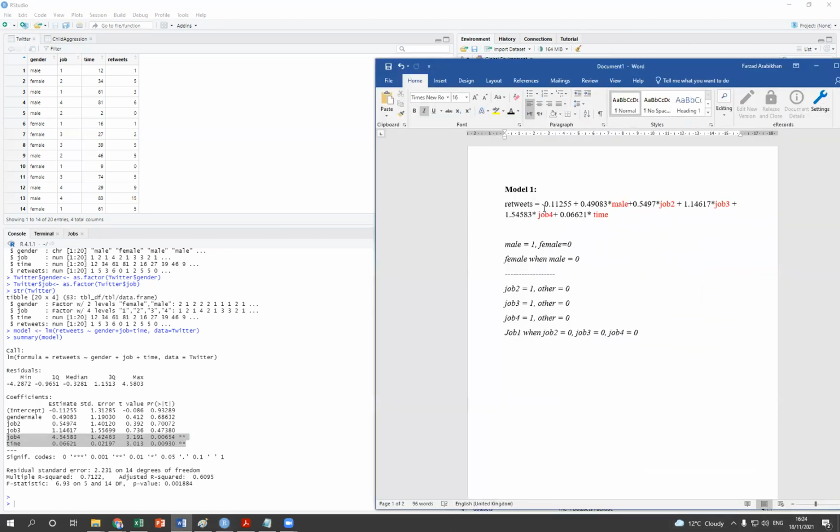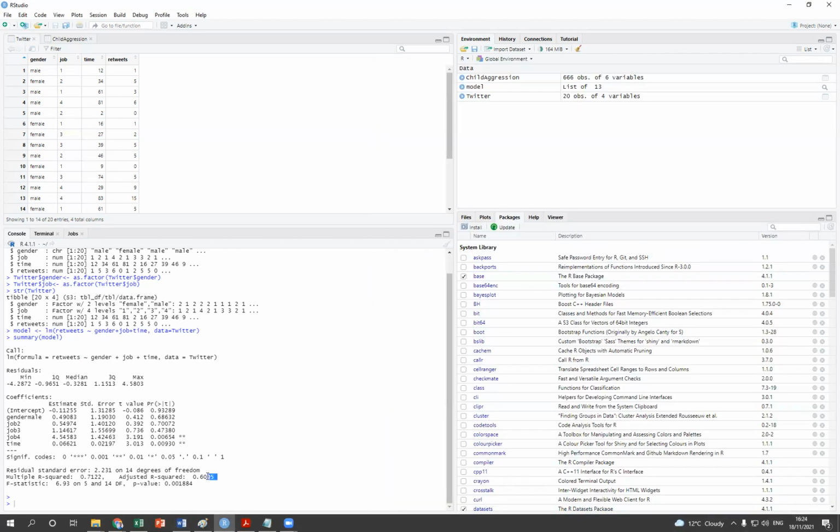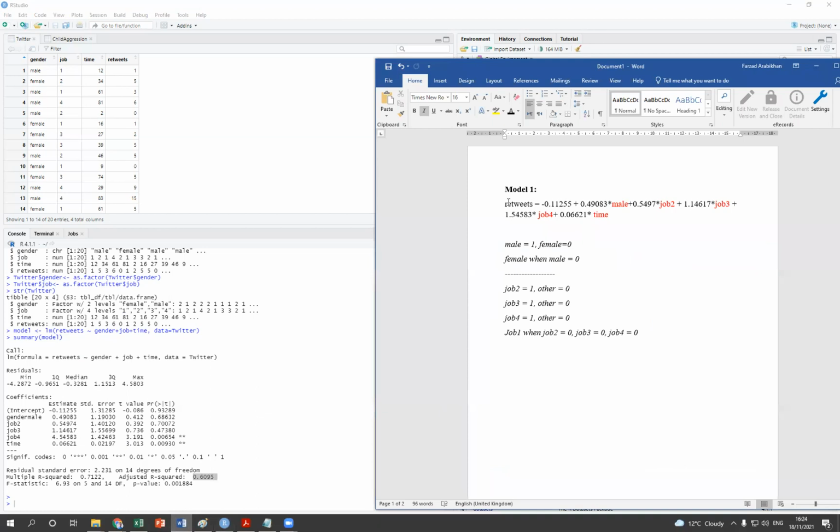Look, in the first model that we have from the retweets, the R square is 0.6095, or R square is 0.7. That's a really good model. But how to interpret that? Look, retweets is the dependent variable, and we've got the intercept, male, job 2, job 3, job 4, and time. What we understand here, when male is 1, female is 0, it means that when you put 1 here, you get the influence of the variable gender for 1 here. But what about the female?